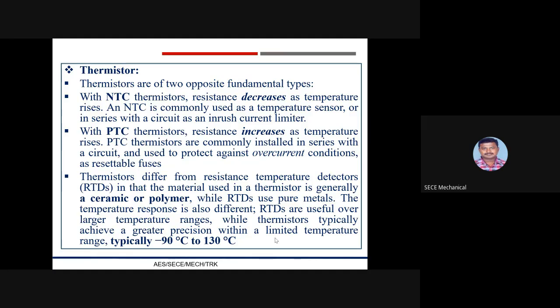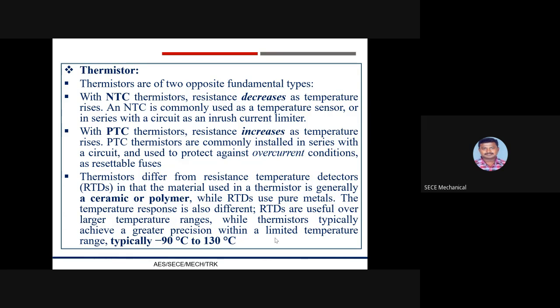A PTC thermistor works a little differently when we compare it to the NTC, negative temperature coefficient. In PTC, when temperature increases, the resistance increases. When temperature decreases, resistance decreases. This type of thermistor is generally used as a fuse.